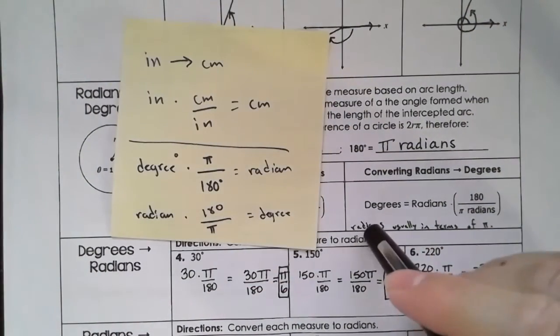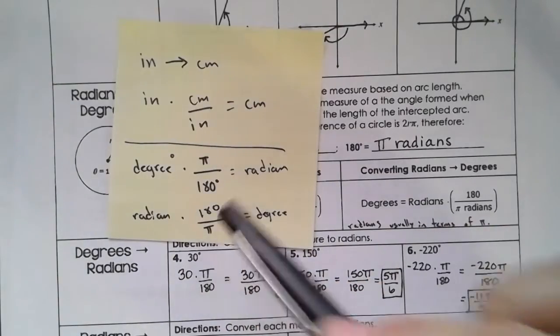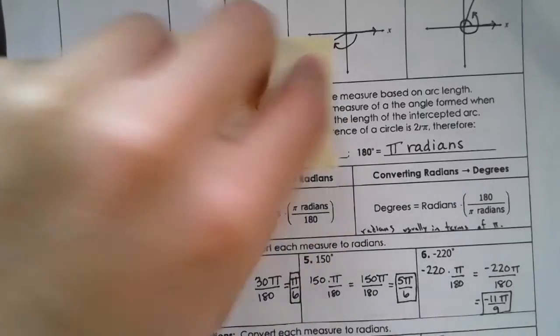The radian measure is usually in terms of pi. That's why the radian and the pi would cancel, because you get rid of your pi, so you get a degree measure. Again, radians are usually in terms of pi.